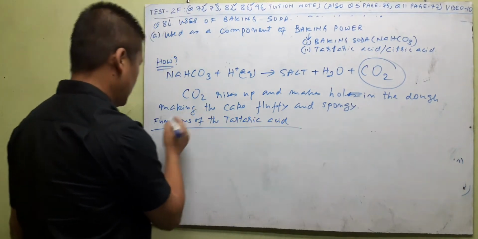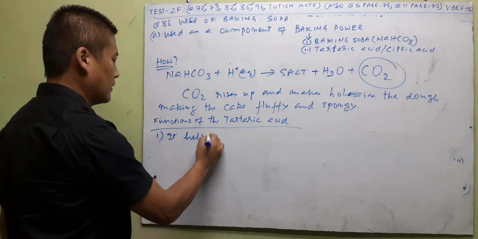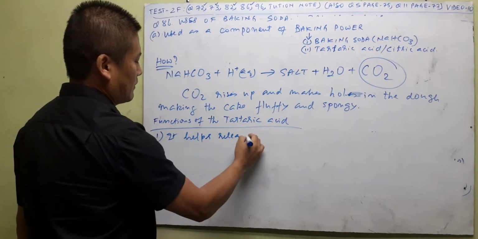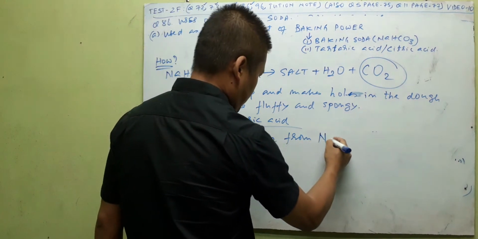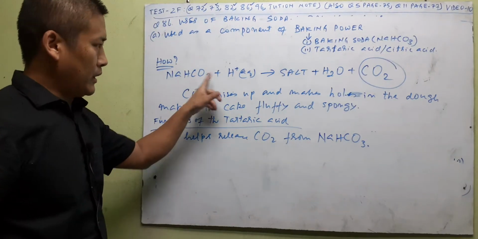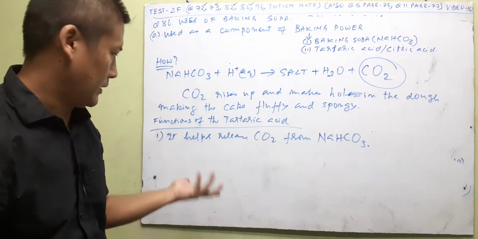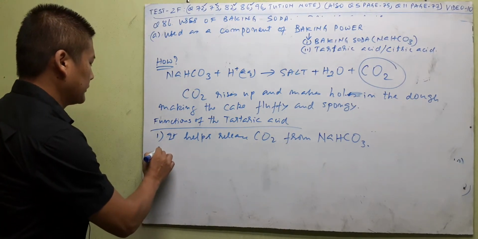The function of the acid here is, one, it helps release carbon dioxide from baking soda, NaHCO3. When you don't put the acid, the carbon dioxide won't come out, so the cake won't be fluffy. So it helps to release the CO2 from the baking soda. Second function is this one.